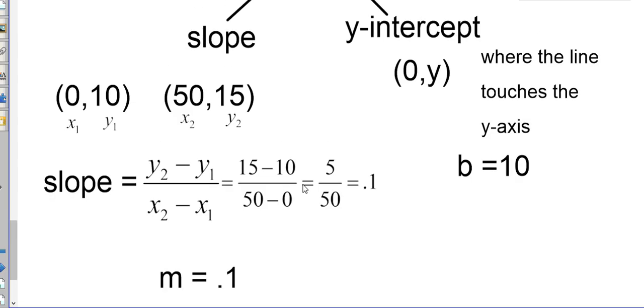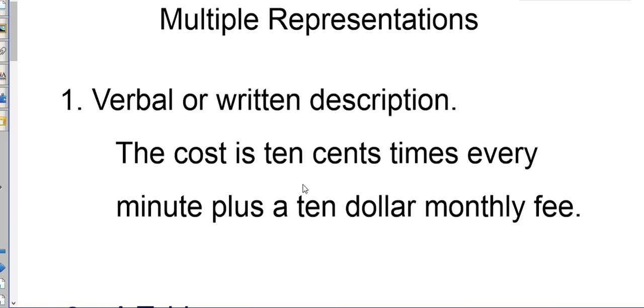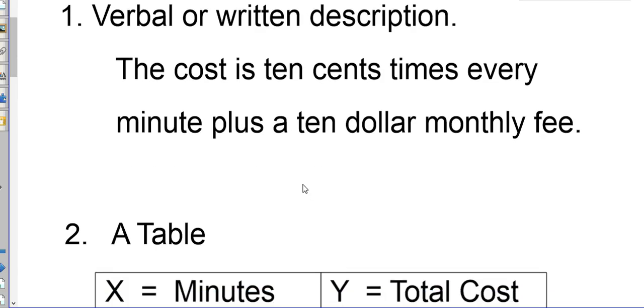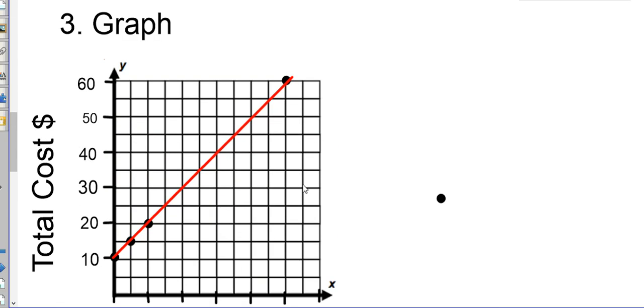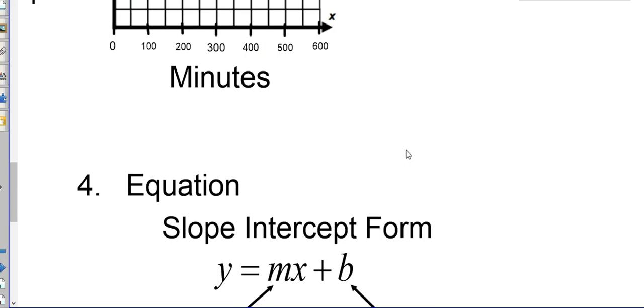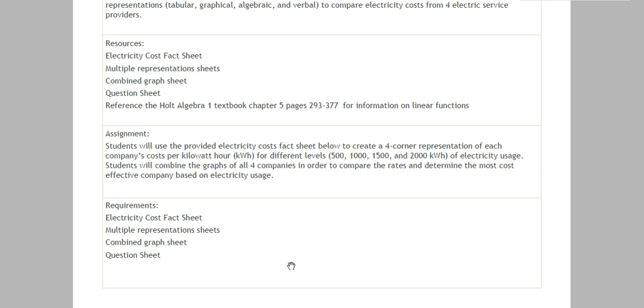So you'll do each of these 4 representations for each company. That's why you have 4 sheets with the name of the company on top. And then you will combine 4 graphs on the final big graph paper so you can compare them. You might do the lines in different colors and put a little legend over here of the name of the company with the color. And then you'll do the last sheet, which asks some questions about the big graph of all companies. Let's take a peek real quick at those and see where that is.